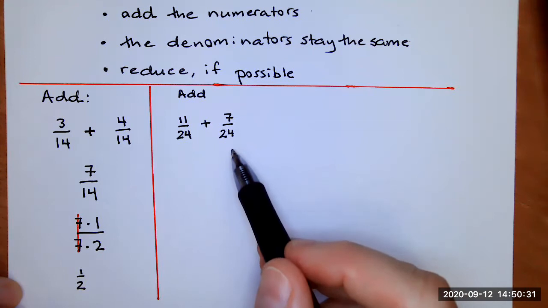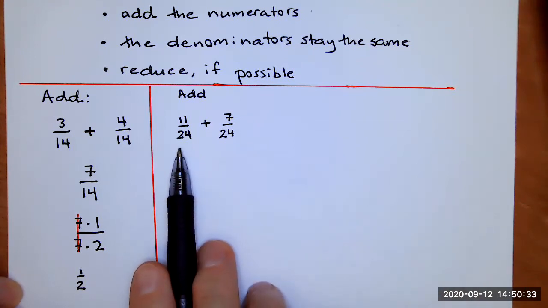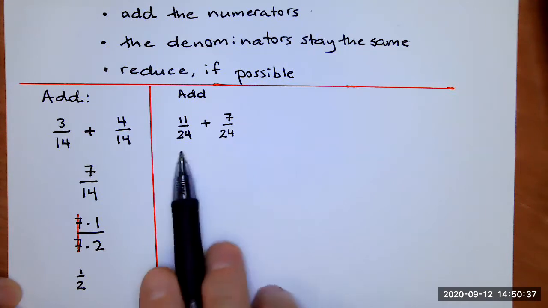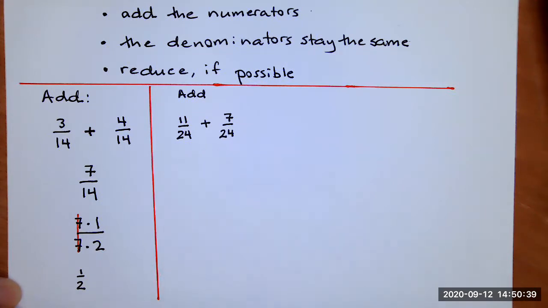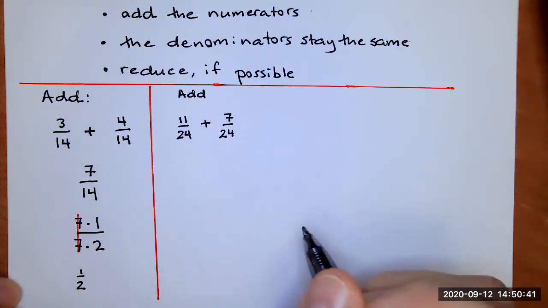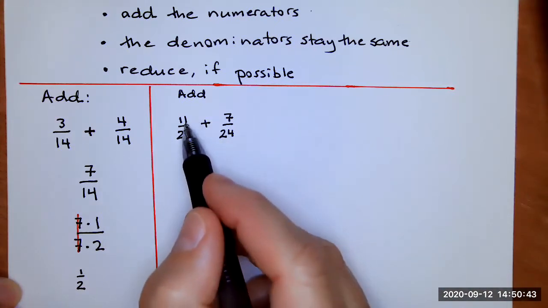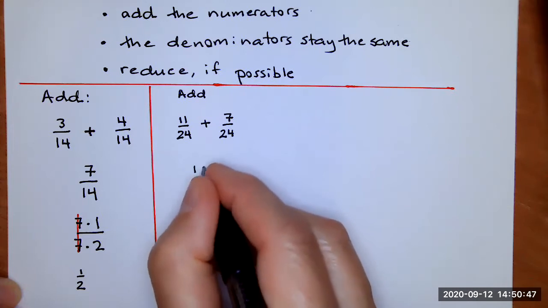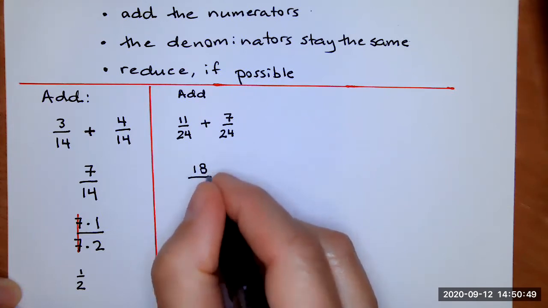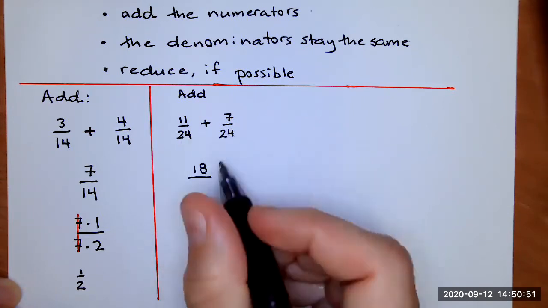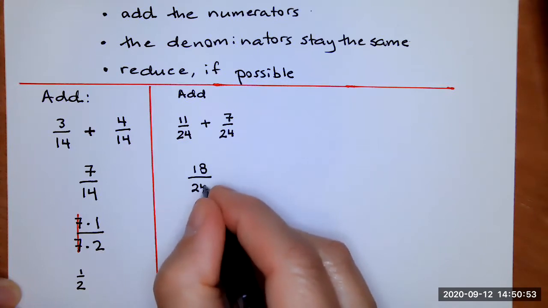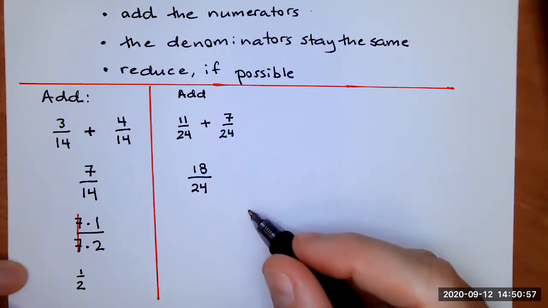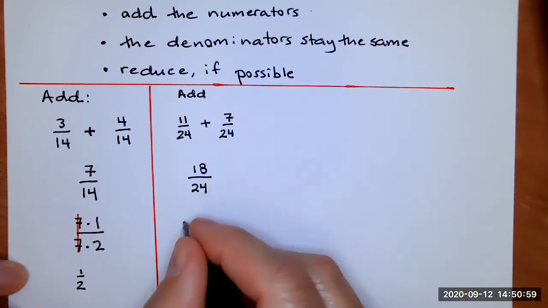All right, let's try another example. 11/24 plus 7/24. Again, you can hit pause and try it on your own. So we add the numerators. 11 and 7 make 18. And the denominators stay the same. And then you always want to check and see if it can be reduced.